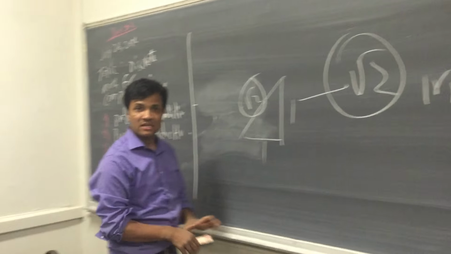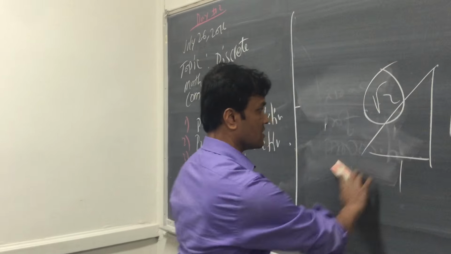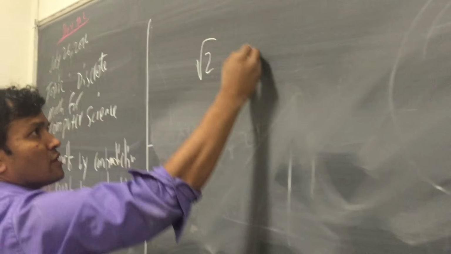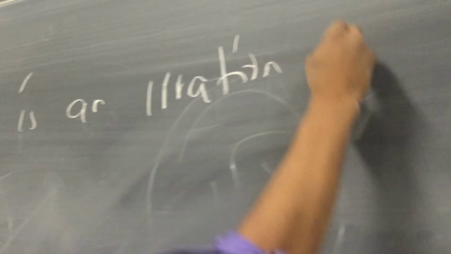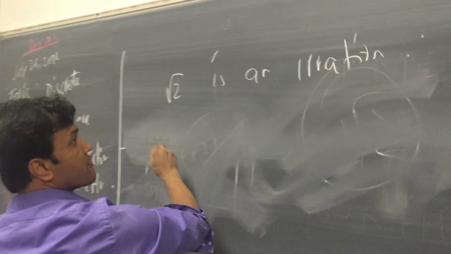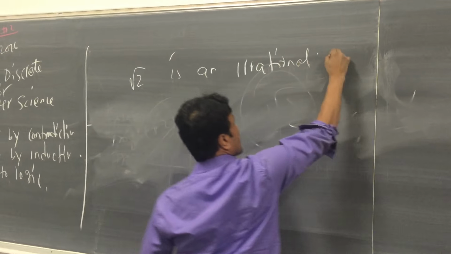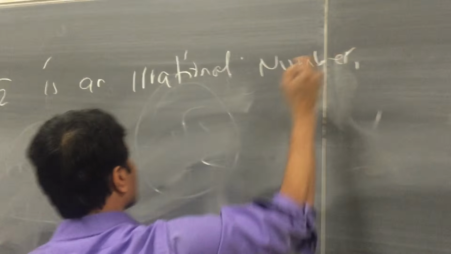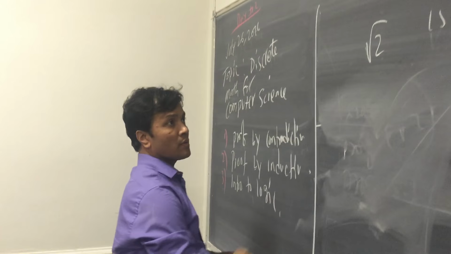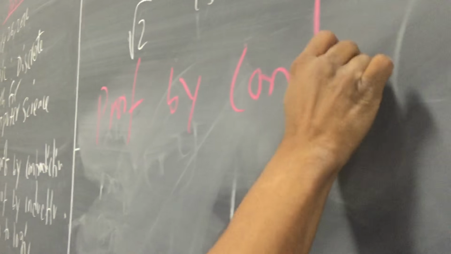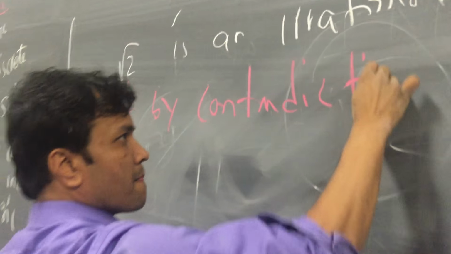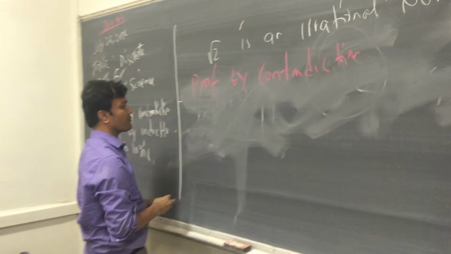However, now we know that an irrational number is as good as any number. So let's prove that the irrational number actually exists. The square root of 2 is an irrational number. We're gonna do proof by contradiction. Step 1.